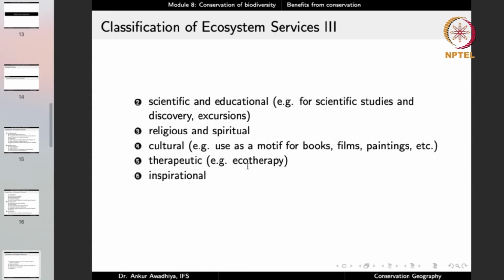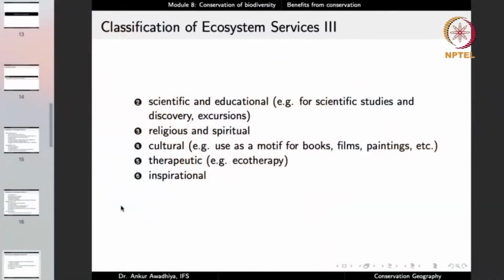They provide therapeutic services such as ecotherapy, meaning that in certain countries, if there are people who are suffering from, say, anxiety or depression, then the psychologist would make a prescription that they should go out, visit a forest area, and when they go out, when they see trees all around, when they hear the chirping of birds, the mind is calmed. So this is another service. This is a therapeutic service that the forests provide.